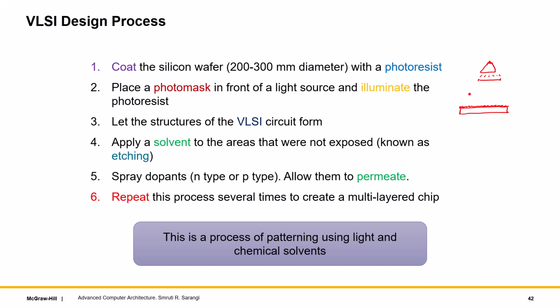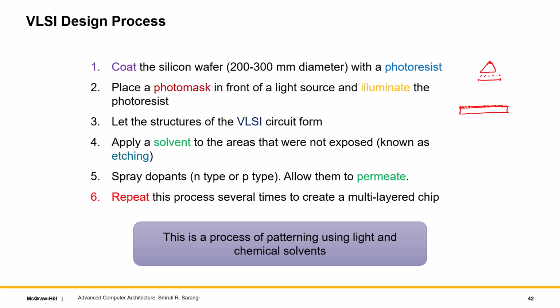Of course, it could be a positive reaction or a negative, in the sense that the parts that are exposed could change their form. Well, the parts that are exposed always change their form, but the point is that when I wash out the photoresist with an acid, what gets washed out? The parts that are exposed or not? So I apply a solvent and I wash it out. This process is known as etching.